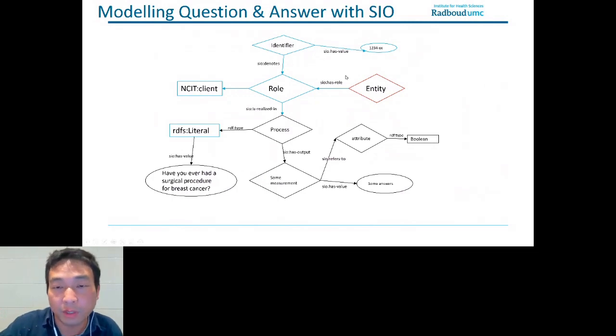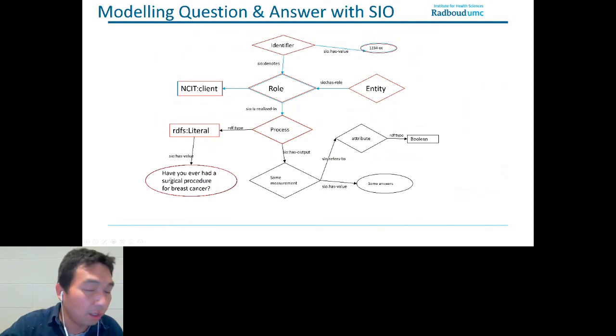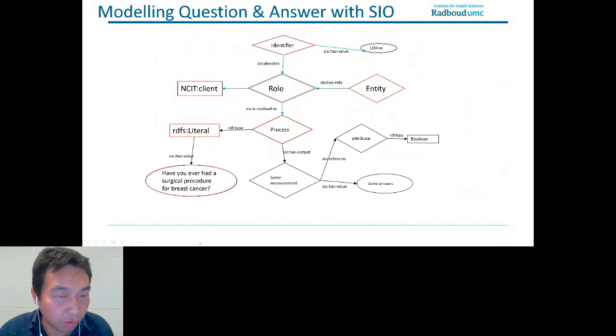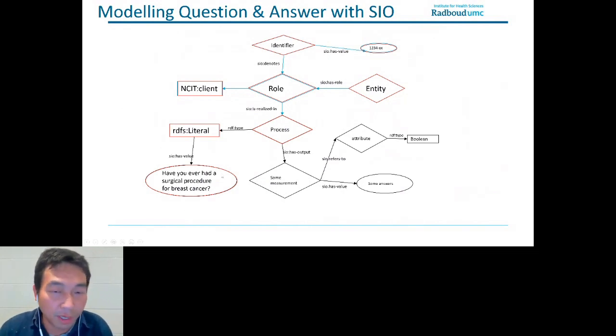So in this example here, you see we can have an entity. It can be a participant, and it can have a role, which can be client, and this role can have an identifier, and then it goes through or is realized in the process. This process, in our case in a questionnaire, could have a type of detail and has a value. This value is our question. So in our case, for example, have you ever had a surgical procedure for breast cancer?